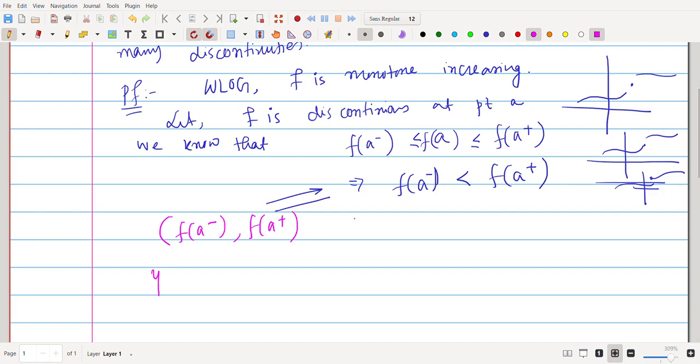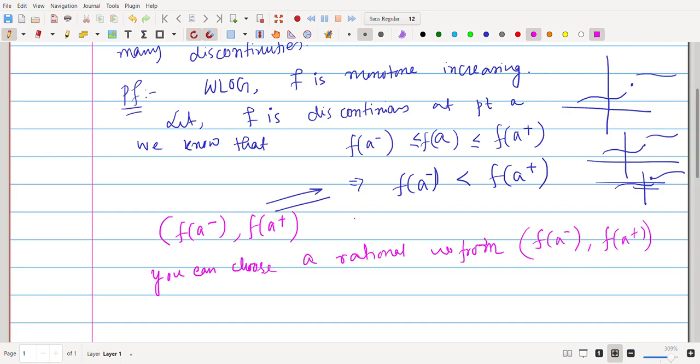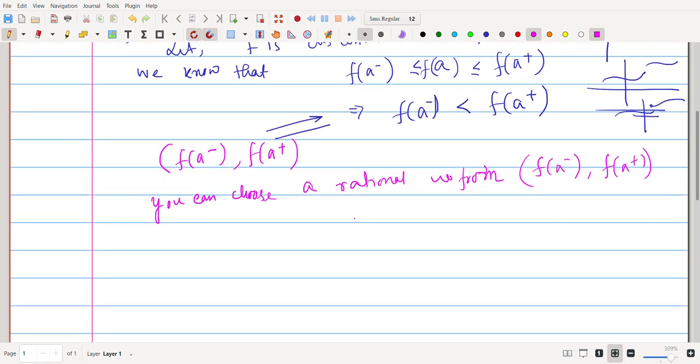Now you can choose a rational number from this interval, right? You can choose a rational number from this interval because the rational numbers are dense in the real numbers. So whenever you are considering any interval, you can always choose a rational number in this way, right?